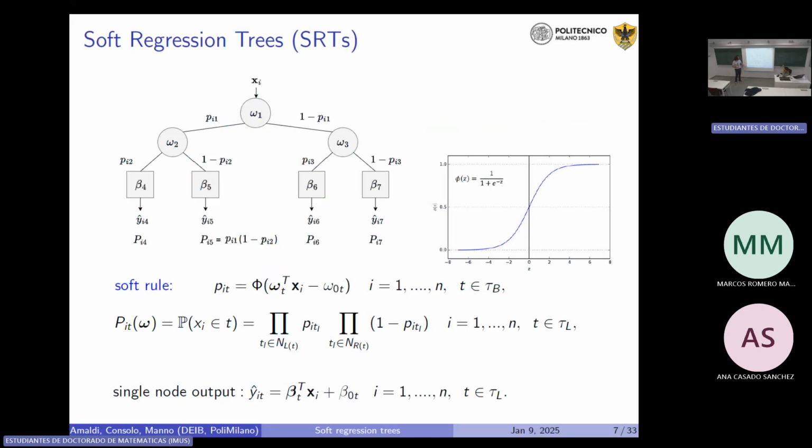Assuming that, we can define capital P_it, the probability for an input vector to fall in a leaf node, which is given by the product of all the probabilities encountered along the path. In this way, we can define for the regression task at each leaf node a distinct linear regression that establishes a continuous response based on the beta variables. So the omega and the betas are the variables that we need to tune for the model.